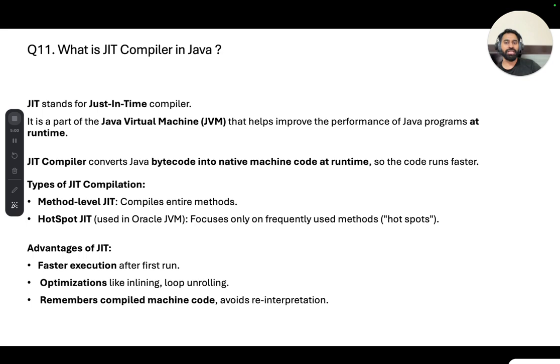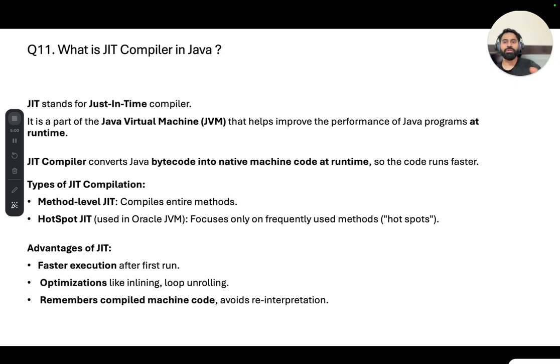So the advantage of the JIT compiler is faster execution. Why? Because it uses HotSpot JIT. First, optimizations like inlining and loop unrolling. Remember, it compiles to machine code and avoids interpretation. Okay, so these are some points which you have to check.